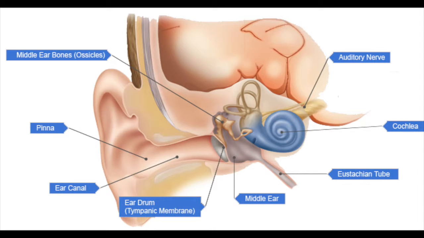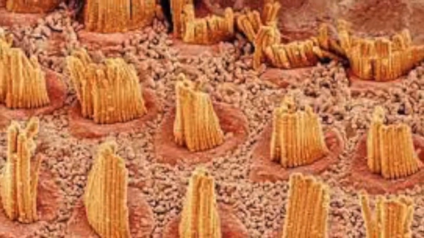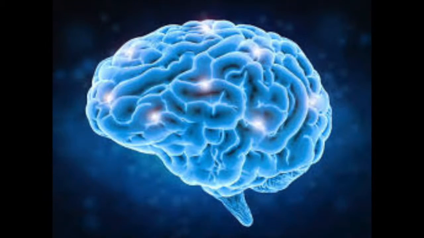Attached to the nerve cells in the cochlea are thousands of tiny hairs that help translate sound vibrations into electrical signals that are transmitted to your brain. Your brain turns these signals into sound.